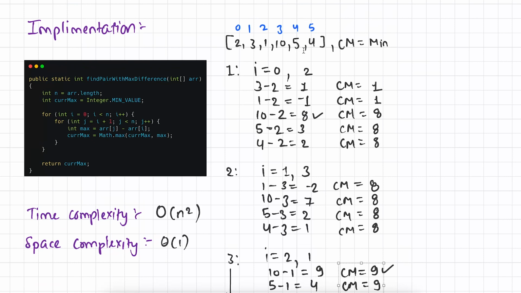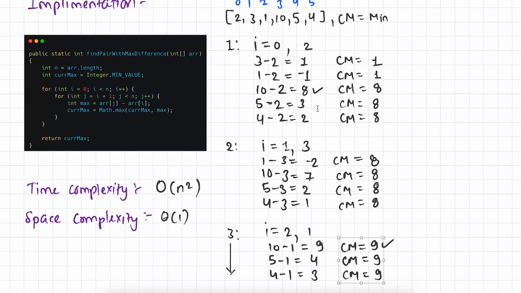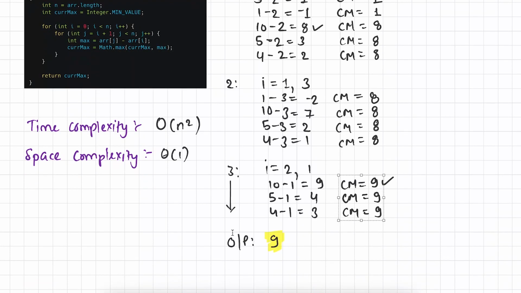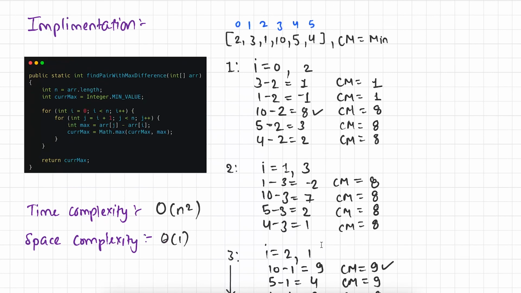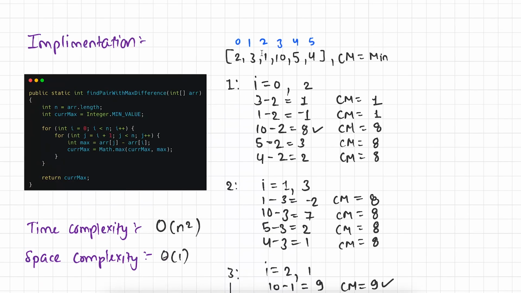But in those cases also we are never going to get a number greater than 9. So the output for this input is going to be 9, that is the maximum number we get by subtracting two numbers, that is 10 and 1. So far so clear.